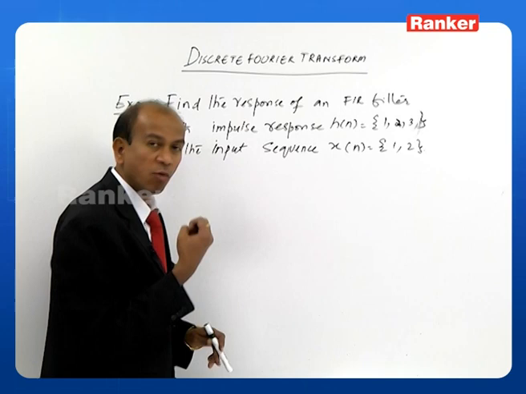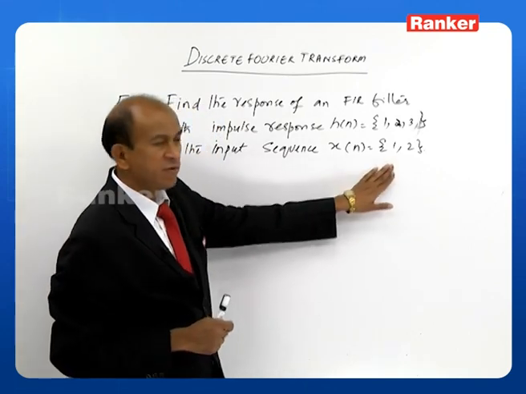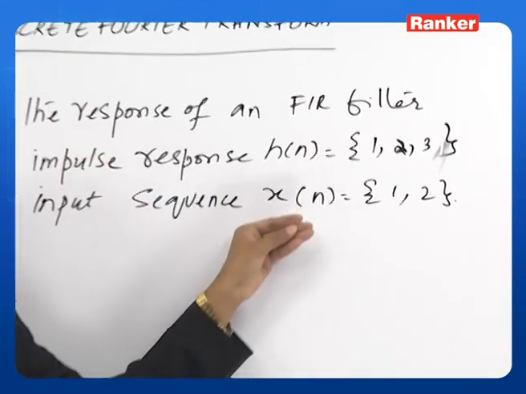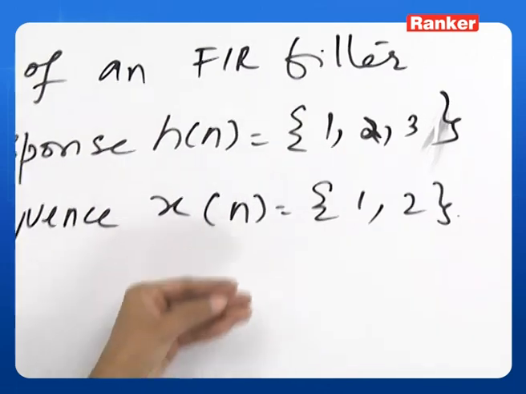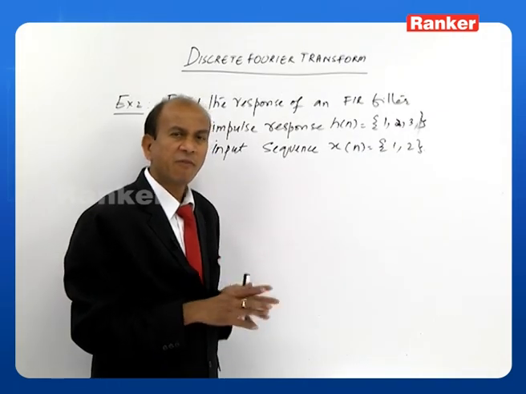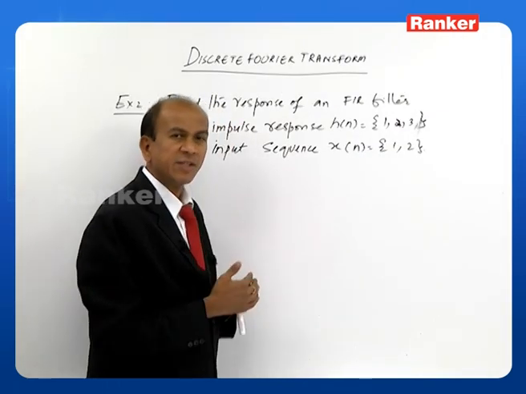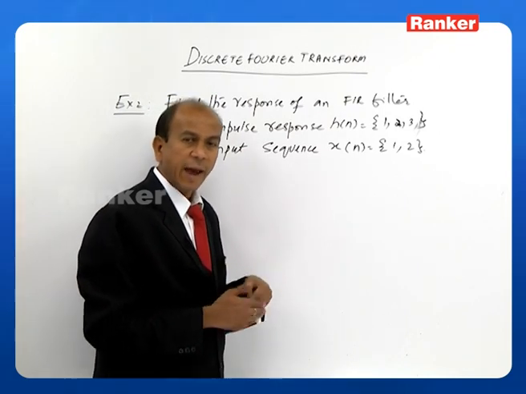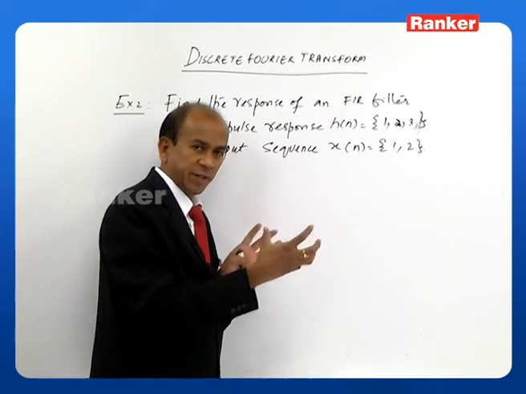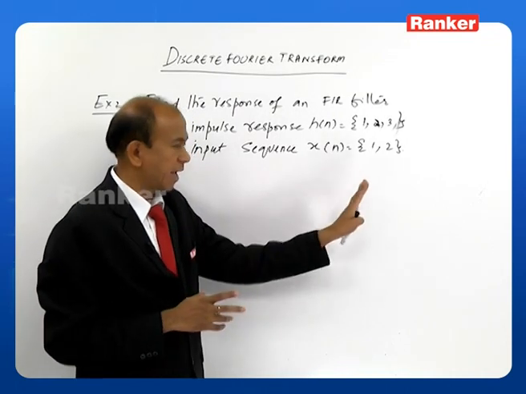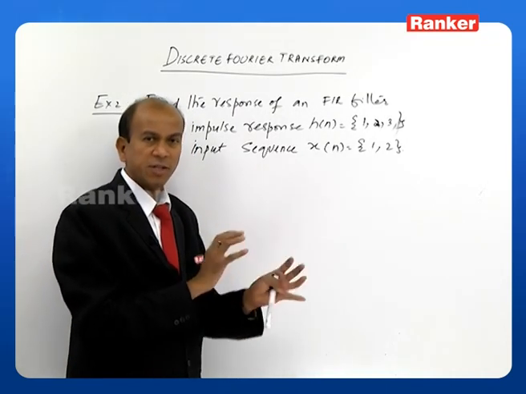That means we have to find out what is y of n. What is y of n, when x of n and h of n are given? So you have the summation formula: y of n is equal to the summation of x of n times h of shifted, again shifted. So that convolution, that summation, you have to do.